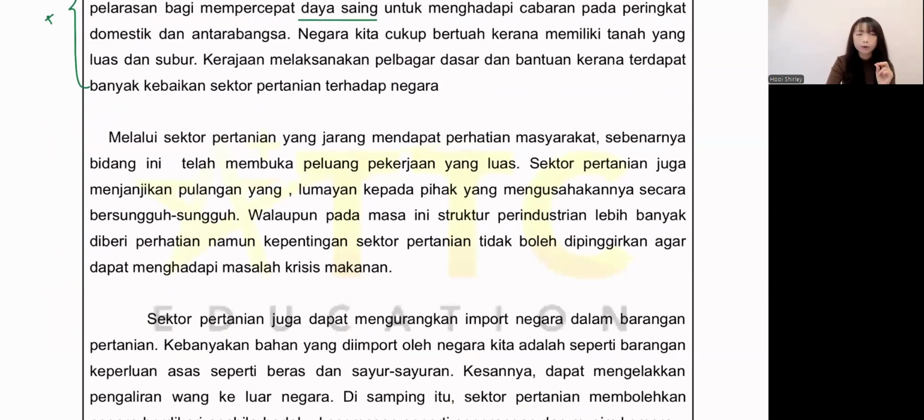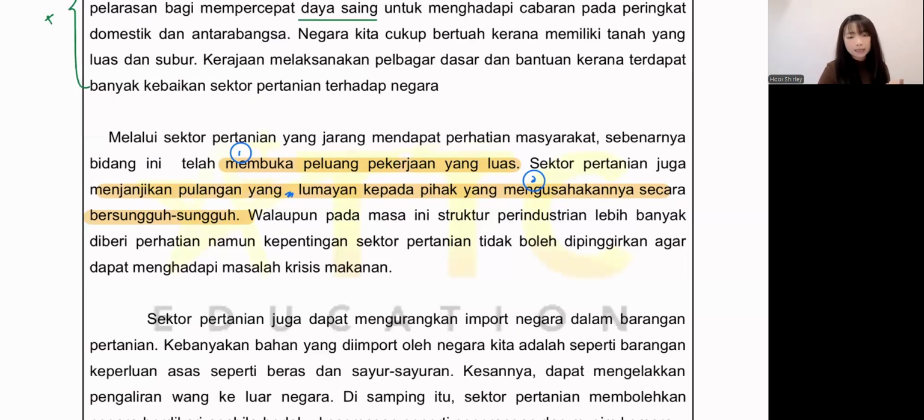Okay, so what are the importance of this sector economy, which is the importance of this sektor pertanian? So melalui sektor pertanian, yang jarang mendapat perhatian masyarakat, sektor ini membuka peluang pekerjaan yang luas. So this will be the first point. Sektor pertanian juga menjanjikan pulangan yang lumayan kepada pihak yang mengusahakan secara bersungguh-sungguh. Remove the comma. Okay, so the first benefit is it will provide job opportunities. Then the second benefit is it will promise a very good return.